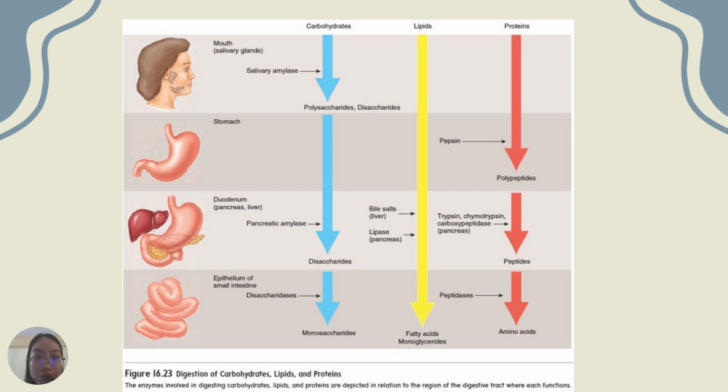And protein will go down to the mouth and the stomach, and the stomach secretes an enzyme called pepsin that will digest it into polypeptides. These polypeptides will be digested by trypsin, chymotrypsin, and carboxypeptidase from the pancreas into peptides. The peptides will then be digested by peptidase into amino acids.